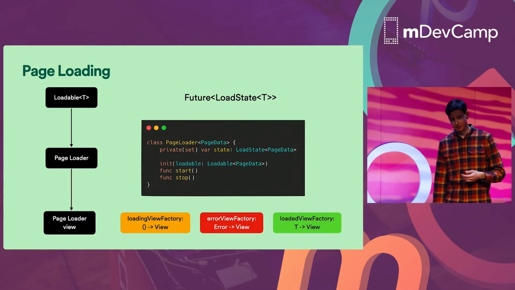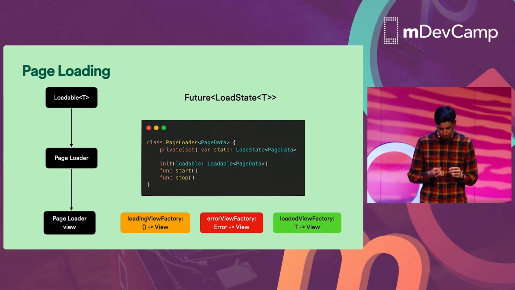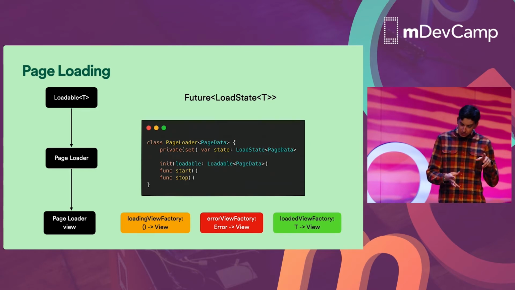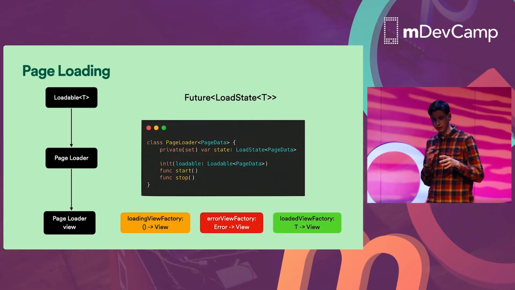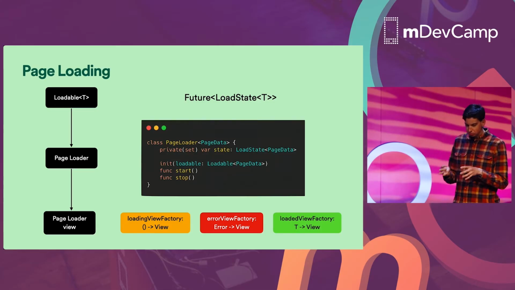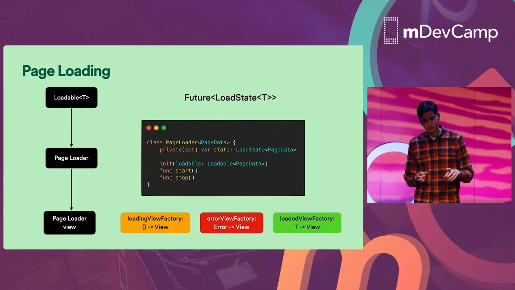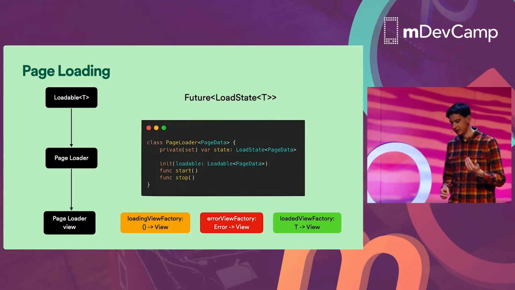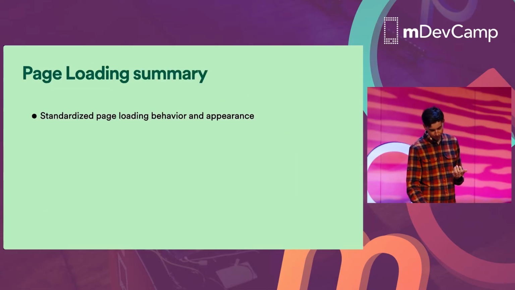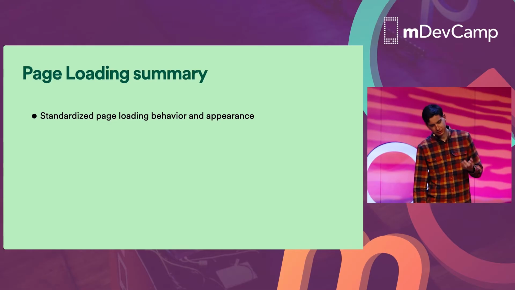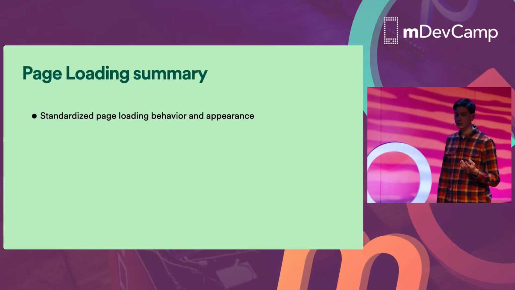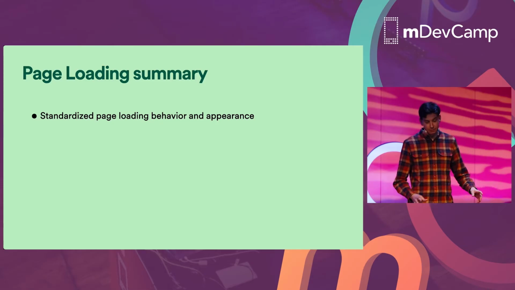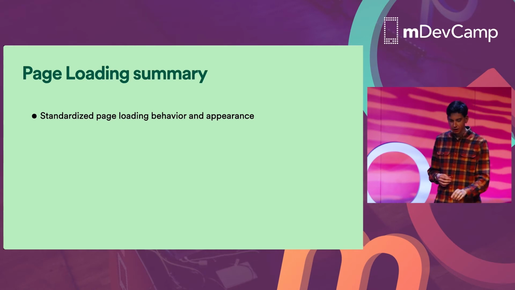The page loader instance is then used to create a page loader view, which observes the state changes from the page loader and automatically switches between the loading, error, and loaded views. Notice that the loaded view can now expect to receive concrete loaded data, T. So it no longer has to deal with any loading states at all. The page loading block has helped us to extract the common loading logic into a single library. That way, the loading can behave and also appear the same way across the pages.